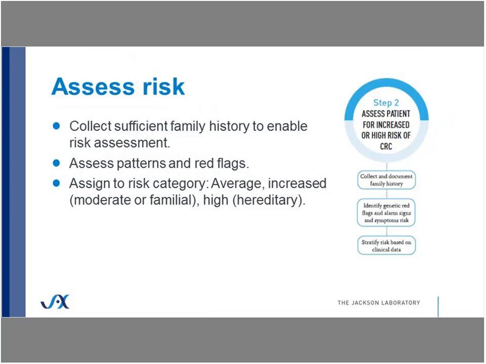So once we've established this process for collecting structured family history, we can actually implement it for patients like Maya, who I presented earlier, to assess her individual risk and determine next steps in her management. And this is where the toolkit gets more into the nuts and bolts of risk assessment and management for a given patient, and provides a lot of the education about key knowledge and skills that are needed to support these activities. In order to assess risk for a given patient, you need to collect sufficient family history information, assess patterns and red flags in that patient's personal and family history, and then assign that patient to a risk category: average, increased, or high risk.